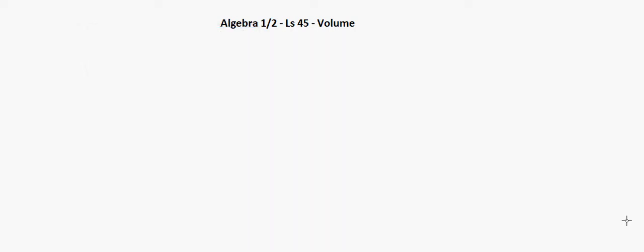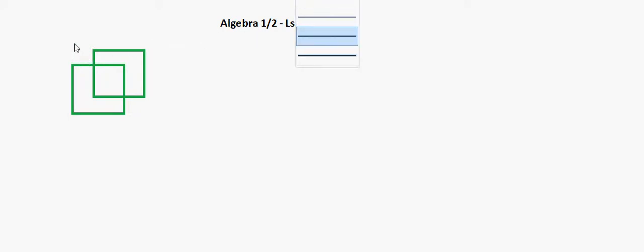Welcome back, Algebra Half. Lesson 45 is about volume. So we've learned perimeter, then we learned square footage, which is area, and now we take that shape and we add a back. And we build what is called a third dimension. We build depth onto our shape, like so.